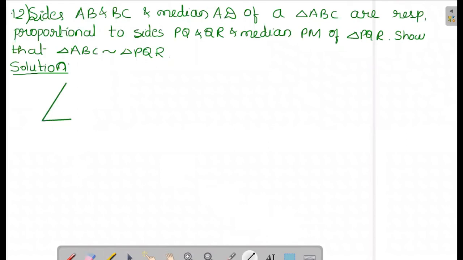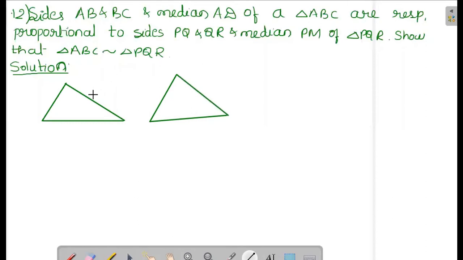Triangle ABC. One triangle is there. Another, one more triangle, that is triangle PQR, and medians are there. So I'll draw the median here and one more for this one here. Okay, so here it is triangle ABC, and this one is PQR, median AD. So this is AD and PM.